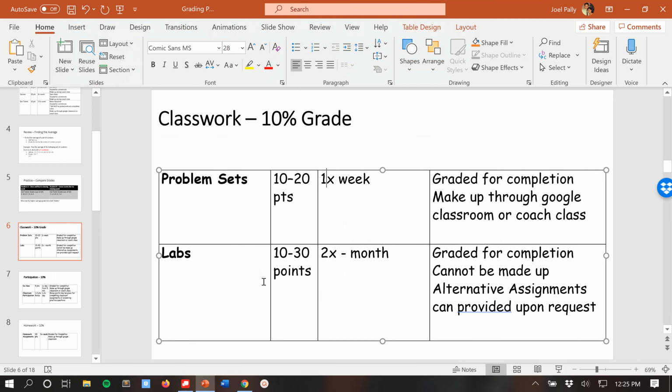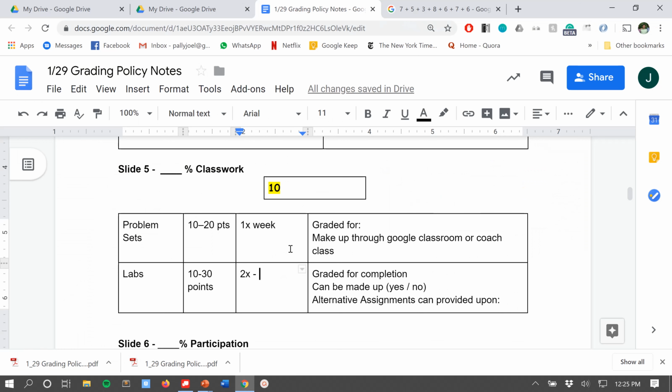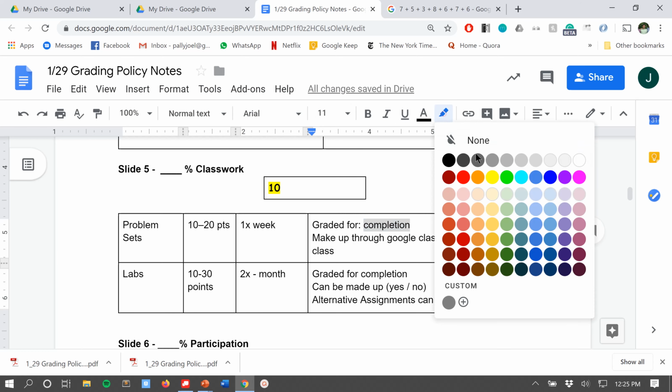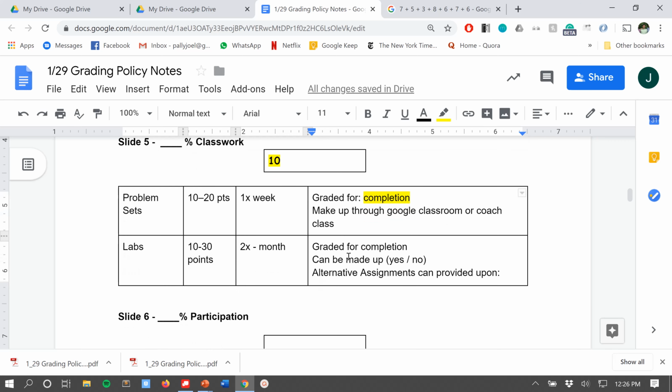And we'll have about 2 labs a month. Problem sets are 10 to 20 points. Labs, 10 to 30 points. So the thing to know about problem sets is that problem sets are graded for completion. And you can make them up through Google Classroom or from Coach Class. However, labs, while also graded for completion, cannot be made up.